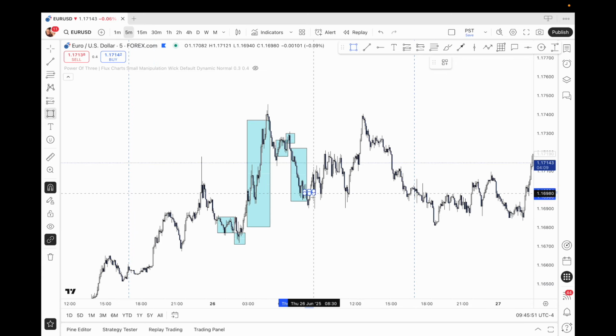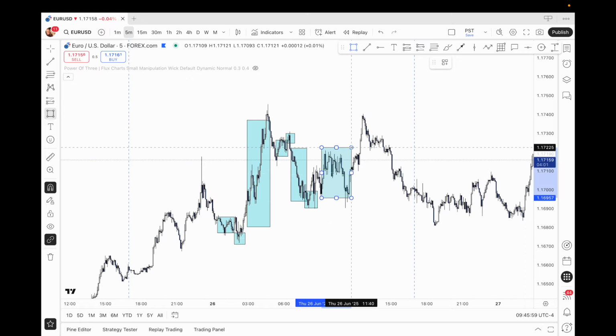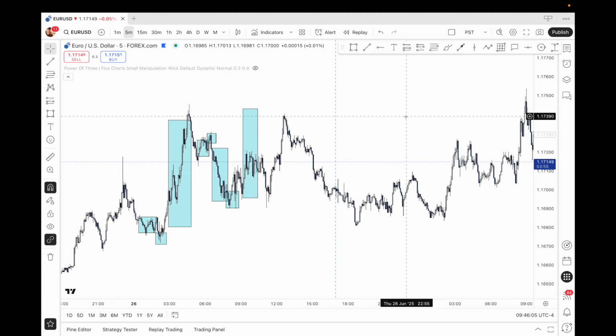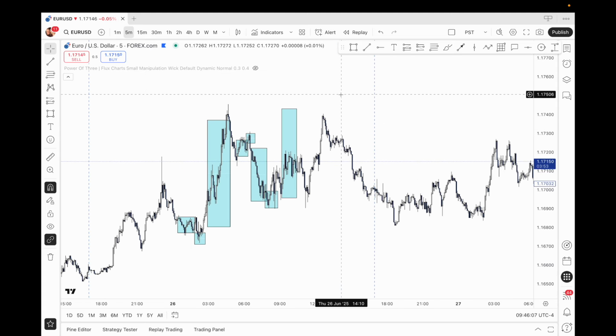Accumulation right over here. Then we have a manipulation right over here, and then we have distribution. So this happens all day on every time frame. You have these cycles: accumulation, manipulation, distribution.